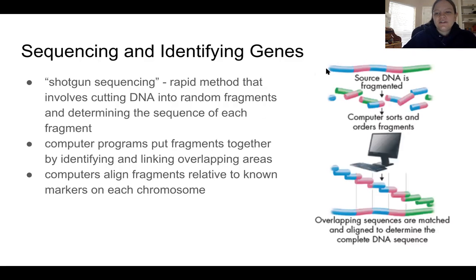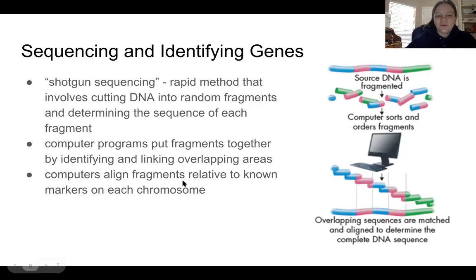So to do that, they take the original DNA and just cut it up into random fragments. And then they figure out the sequence of each fragment. And then they use a computer to put those fragments back together, kind of like a jigsaw puzzle where they figure out where the areas overlap.